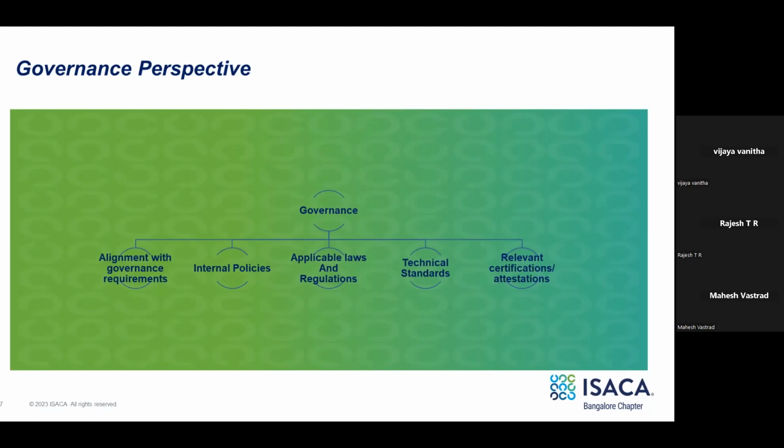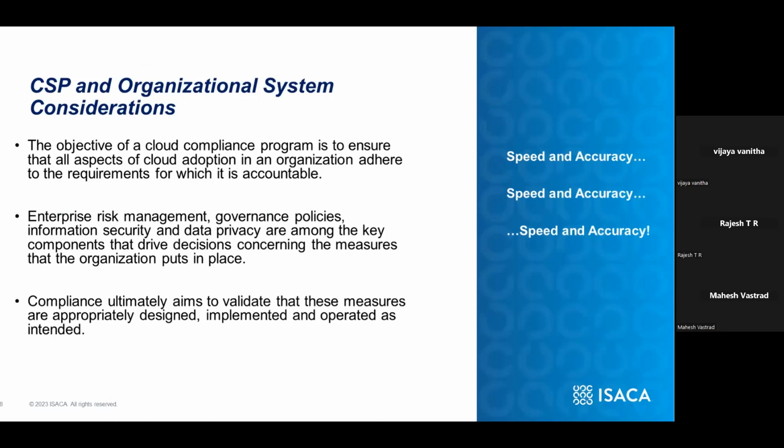Internal policies. Then again, when we are doing traditional as well as cloud auditing, whatever it is, in the compliance part, there are three types of auditing: first, internal auditing, and the second party, and the third party. Third party in the sense is the certification board itself. Then again, applicable laws and regulations based on the geolocation, and whether it is applicable or not, we are going to consider that part, and technical standards, relevant certifications, and attestations. So, cloud service provider and organization system considerations.